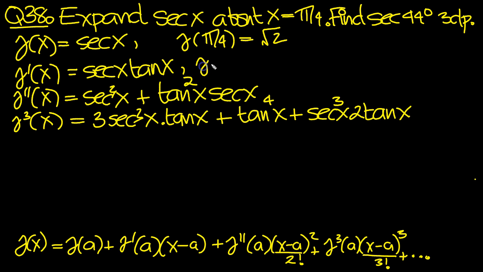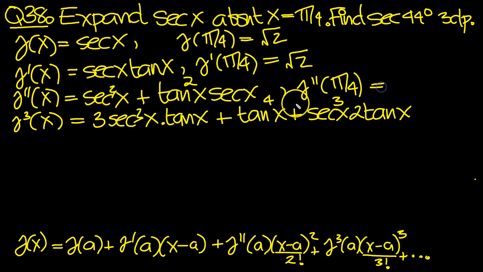f dashed pi over 4. Well, it will simply be root 2 times 1, which is root 2. f double dashed pi over 4. So we've got a root 2 here cubed, which is 2 root 2. And then we've got a sec, which is a root 2 times 1 squared, which is 1. So that's plus another root 2. So that'll be 3 root 2, so I'll just put it like so.